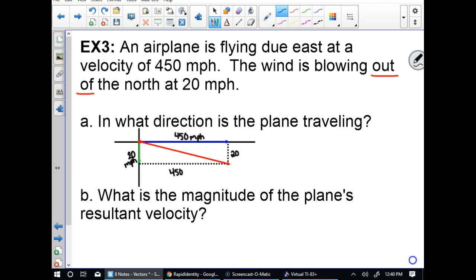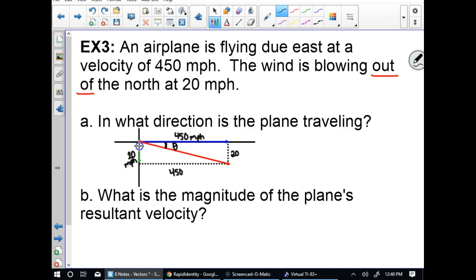Alright, so the first thing it asks us is in what direction is the plane traveling. So you're looking for your angle when it says direction. I generally like to find the smallest angle, and I feel like it's more typically the answer that you see, although not always.